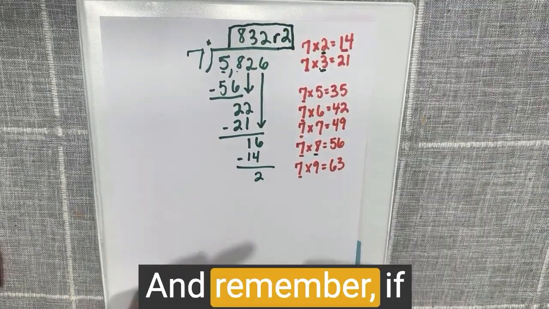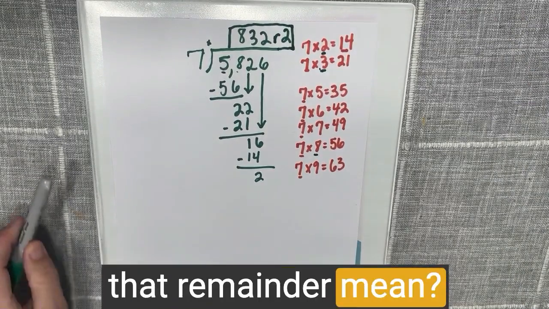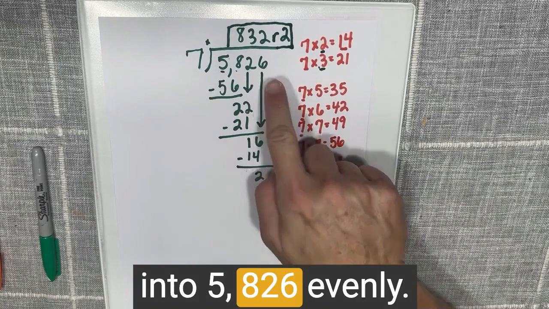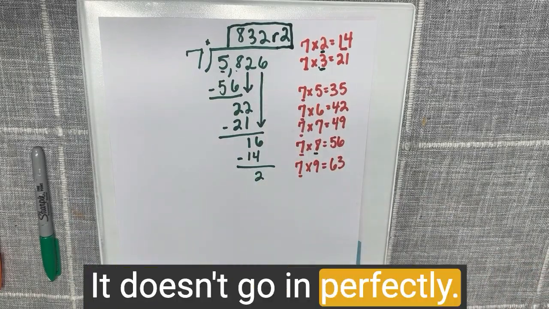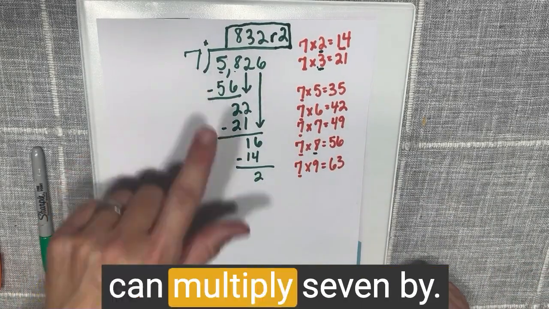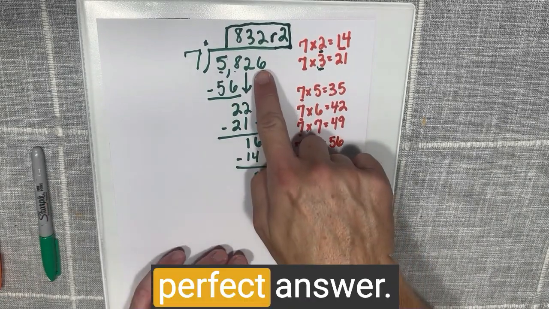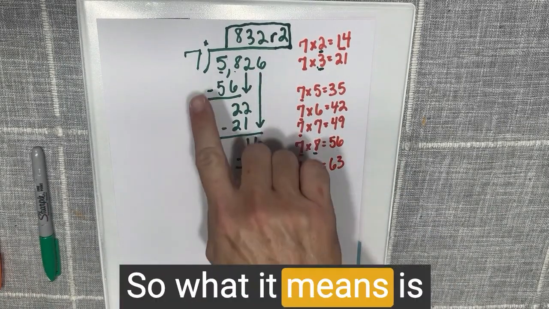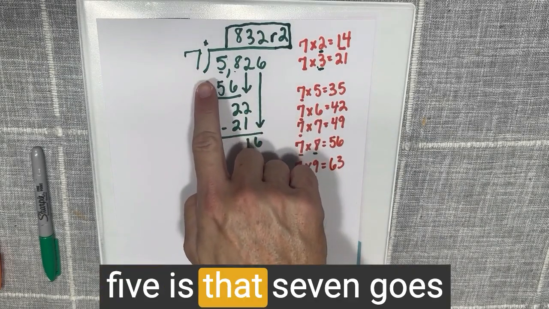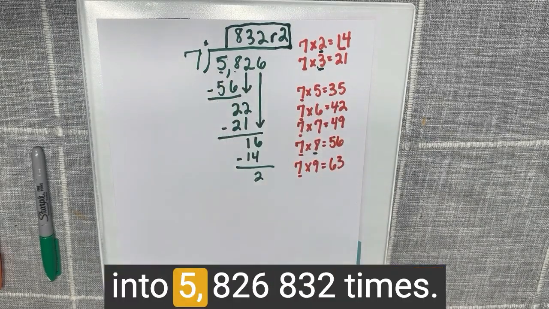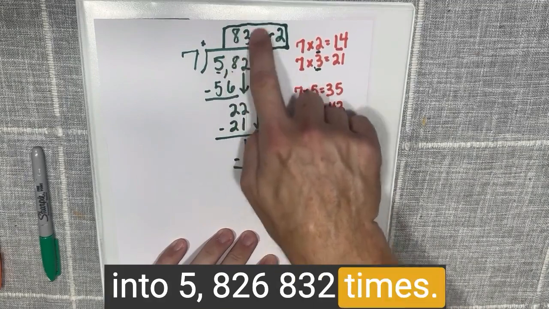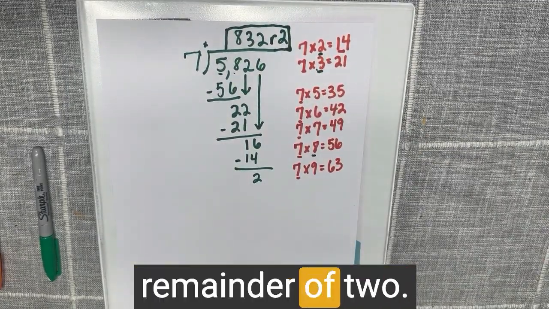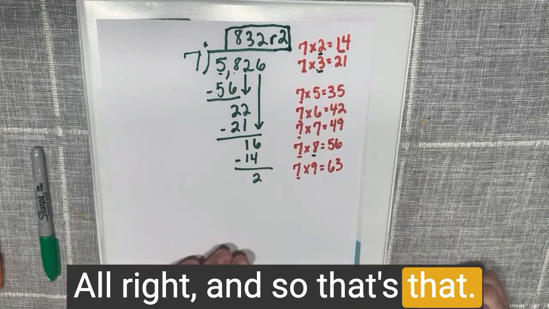And remember, if somebody says, well, what does that remainder mean? What that means is 7 does not go into 5,826 evenly. It doesn't go in perfectly. There's nothing that you can multiply 7 by that'll get you the perfect answer, 5,826. Okay? So what it means is that 7 goes into 5,826 832 times with 2 left over. Okay? So it's just a remainder of 2. All right? And so that's that.